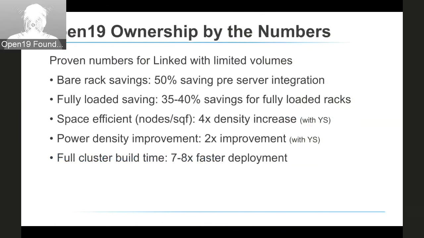If we look at the ownership by numbers, the bare rack savings is over 50% to us. We see a very, very significant savings. In a fully loaded environment, we see 35 to 40% savings, and that's including the servers. We are 4x more efficient if we use our quad solution, and we are 2x higher density for power if we use our quad solution. And it's pretty clear to us right now that you can build a full cluster 7 to 8 times faster than what we were able to do before, which for us is priceless.